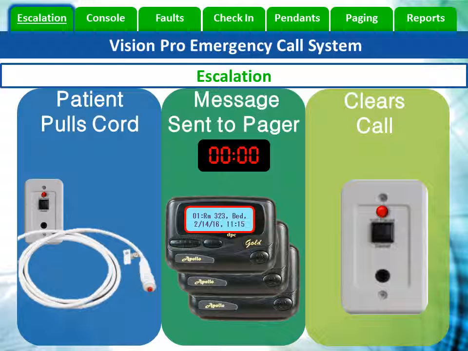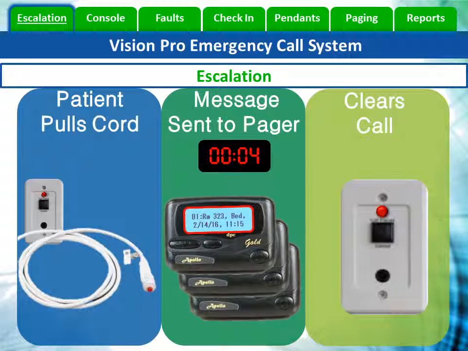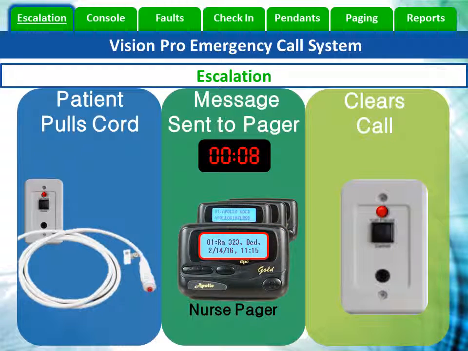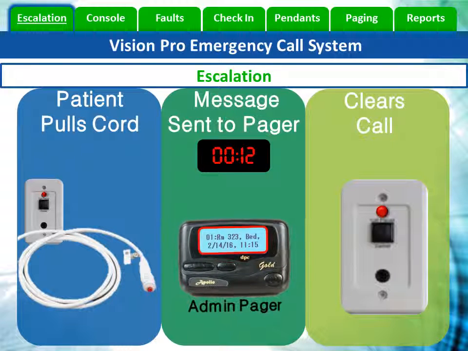If the call has not been cleared in 4 minutes, the original pagers will receive a repeat message. If the call has not been cleared in 8 minutes, a message will be sent to the original pagers and the nurse on duty. If the call has not been cleared in 12 minutes, the system will stop paging the CNAs and the nurse on duty and begin paging the administrator every 4 minutes until the call is cleared.